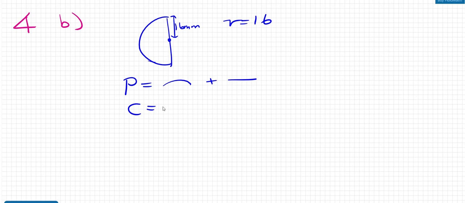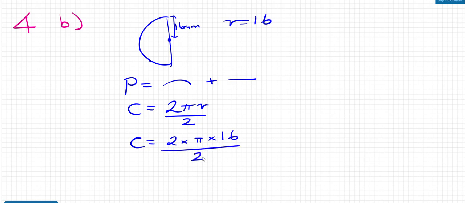So I'm going to use circumference is equal to 2 pi r. Now remember, that's for a whole circle. So half a circle, I have to divide that by 2. Okay, or times it by a half. So let's replace the r with 16. So circumference is equal to 2 times pi times 16.